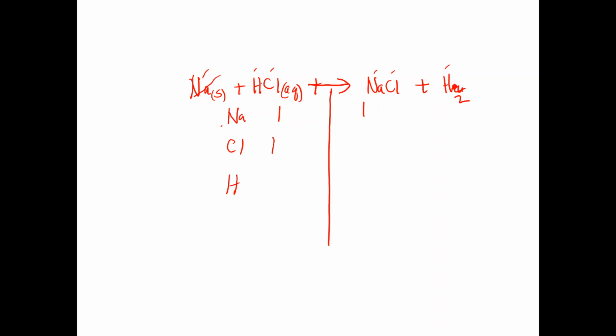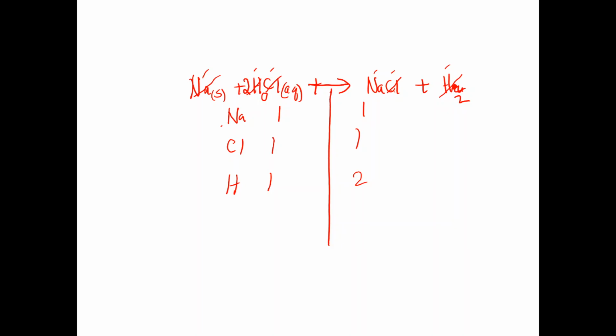Chlorine, I have 1. I have 1 chlorine on the other side. H, I have 1, and here's our problem. I have 2. So what you can do with this, you don't change the subscripts. You put numbers to multiply the one that has the lowest. So what I mean by that, the HCl has 1 H. Let's make it 2. I can't put a 2 here, though. It's against the rules. But I can put a 2 here.